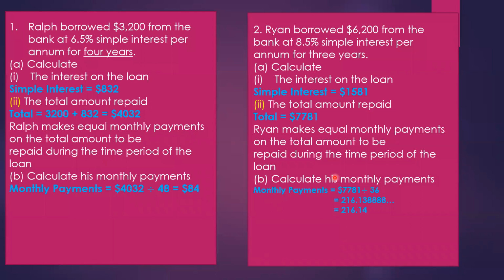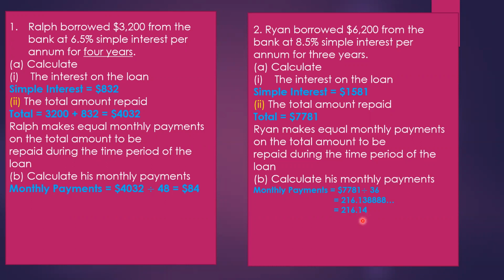Now for the monthly payments, you need to get the 7,781 from the total repayment, and divide by 36, which is 3 times 12, since that's 12 months in 1 year. And once you divide that, you get 216.138.